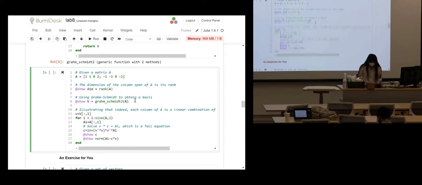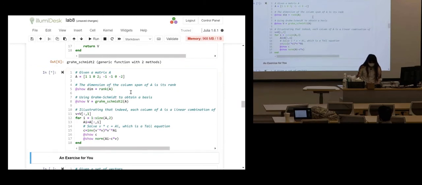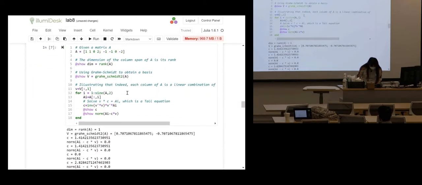Because the rank is the dimension of this column span, we can check if they are the same. You can see the rank is 1. Also, from the Gram-Schmidt function, we get just one column vector. So the set of bases has size 1, which is the dimension, also 1.